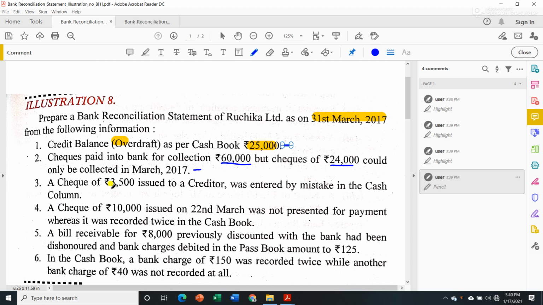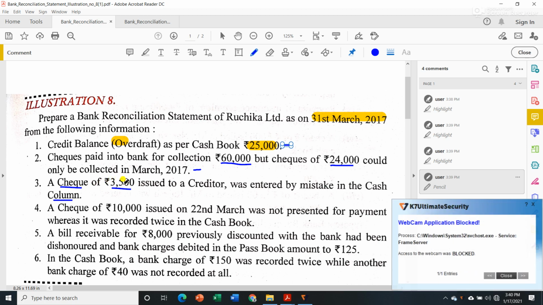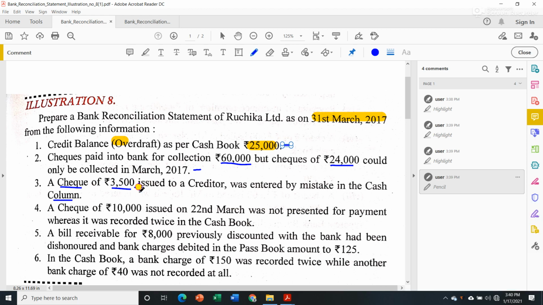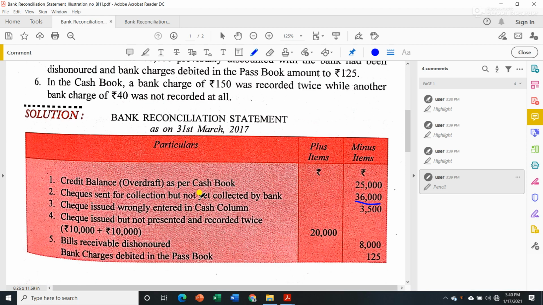Then next we have a check of 3,500 issued to a creditor. Means according to cash book we already issued a check of rupees 3,500. Means we paid. According to cash book we have already paid 3,500 to a creditor, but it was entered by mistake in the cash column. So since we paid by check, instead of writing it down in the bank column, we wrote it down in our cash column. So what we will do is that we will simply just add this 3,500 in our bank column.